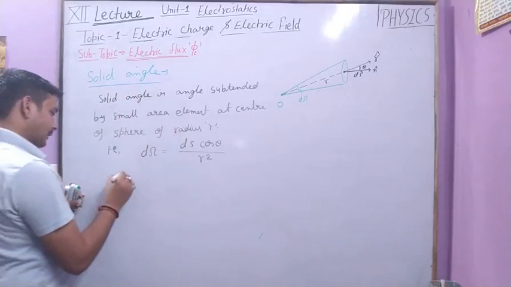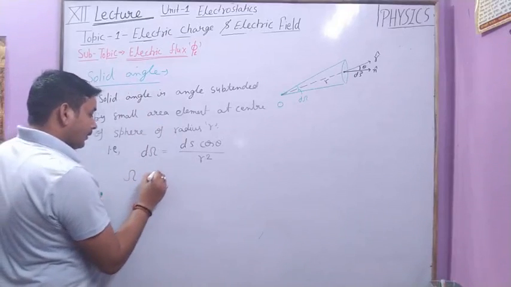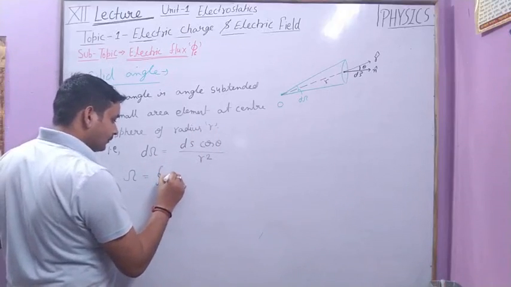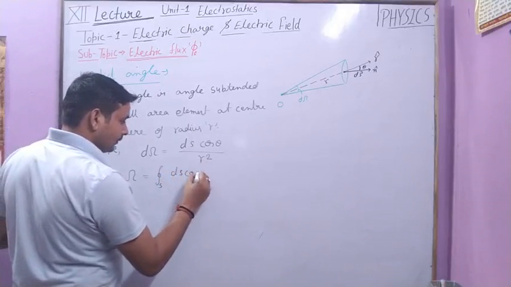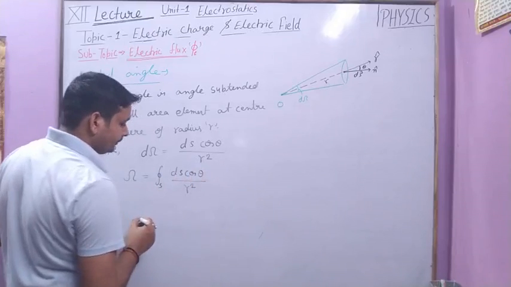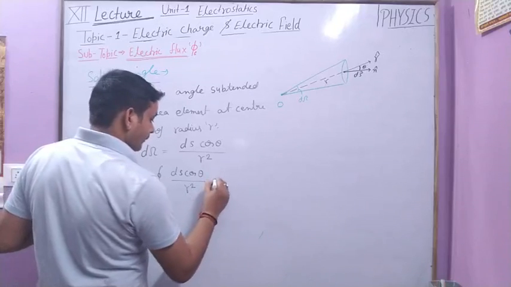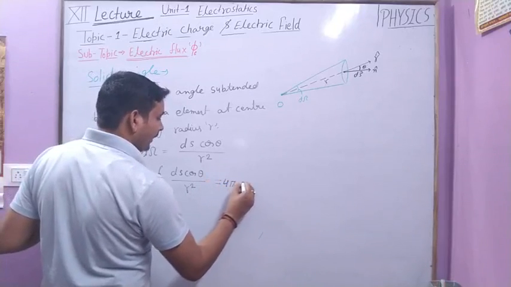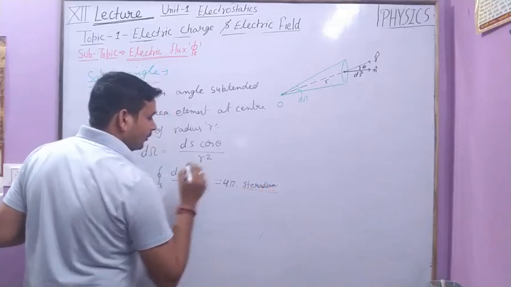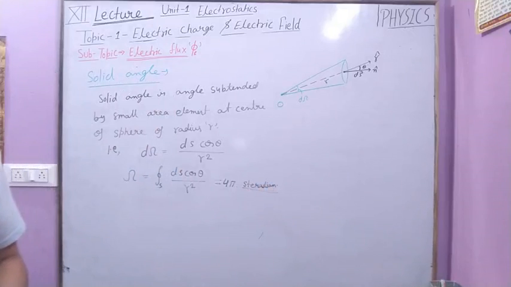So the net solid angle by a closed spherical surface or closed surface, the integral of ds cos theta upon r square, is equal to 4 pi steradian. Okay, this is the solid angle.